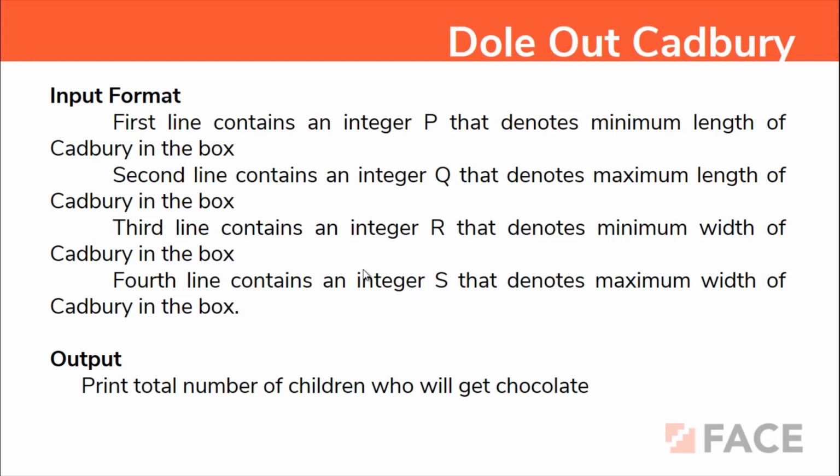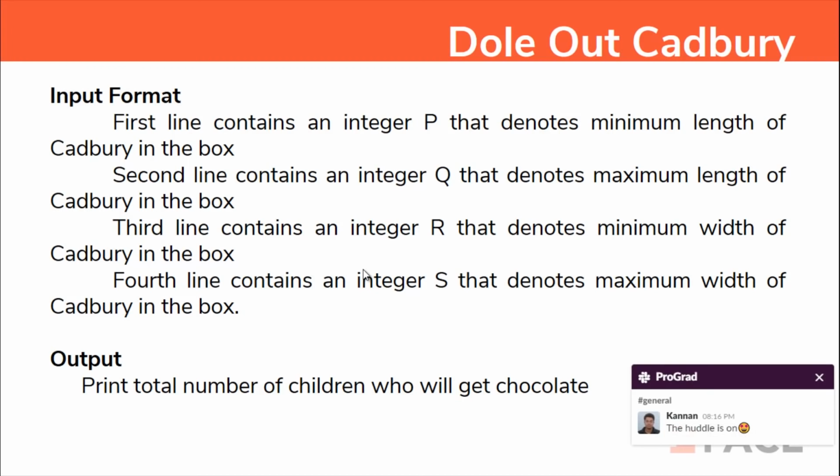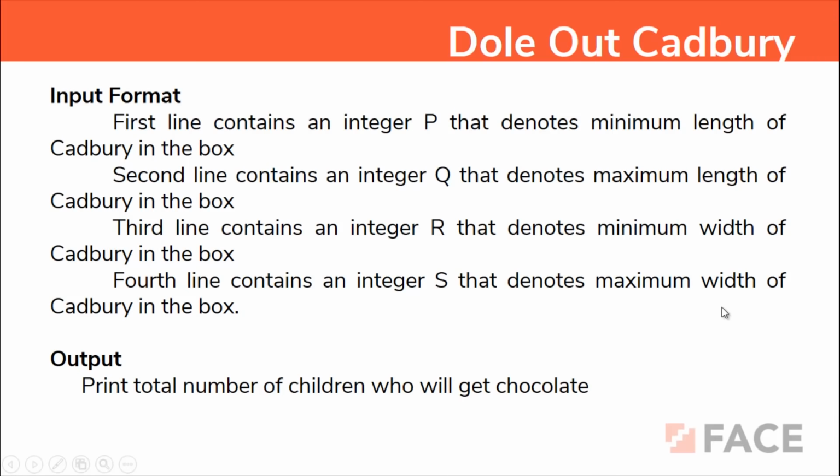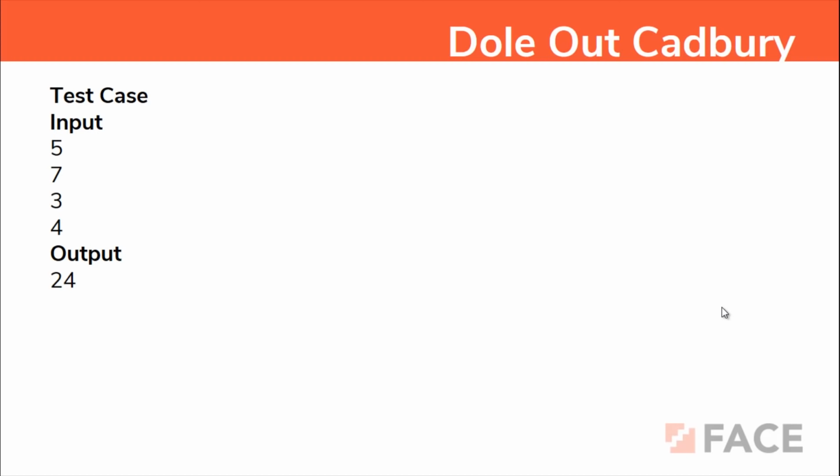So what if the size of the chocolate bar might be from 5 centimeter to 7 centimeter in length and 3 centimeter to 4 centimeter in width? If that is the case, you'll have to calculate all the possible combinations: 5 to 7, 3 to 4. You'll have to calculate the total number of students who might get chocolate if the size is 5 cross 3. Similarly 5 cross 4, 6 cross 3, 6 cross 4, 7 cross 3, 7 cross 4 and so on. You'll have to find all the possible combinations and then give the answer.